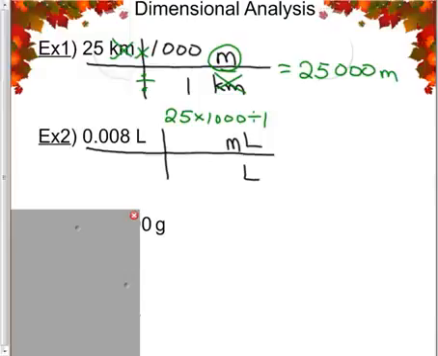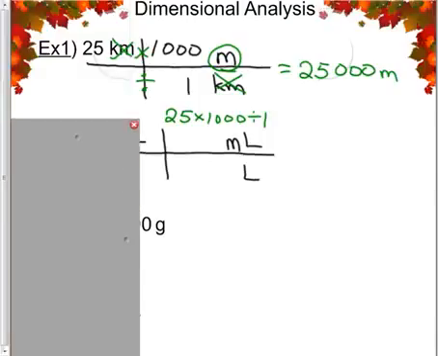Well, now, just like before, I'm going to hide the original number, because that information does not matter anymore. What matters is how liters and milliliters relate to each other. So the prefix milli meant smaller. So the number that's not 1 always goes with the smaller prefix. So we're going to write 1,000 with milli, because milli is 1,000 times smaller than 1 liter. So I'm going to write 1 with liter.